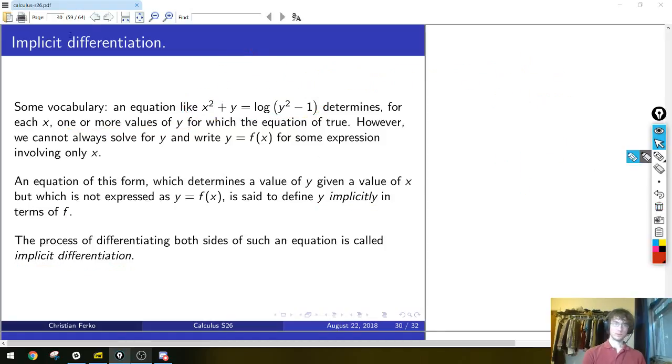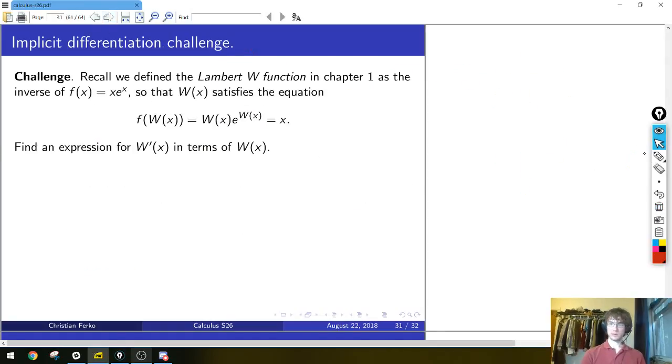Okay, last example, which I was going to phrase as a challenge, but I will just do for you, because we are running late. So you remember this Lambert W, which you did on consolidation document 1? We can use implicit differentiation to find an expression for its derivative.